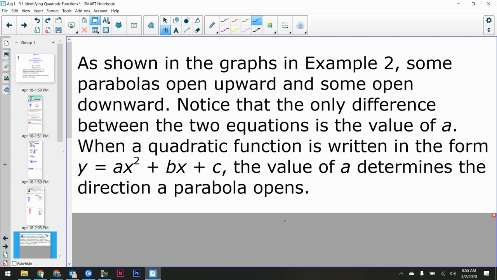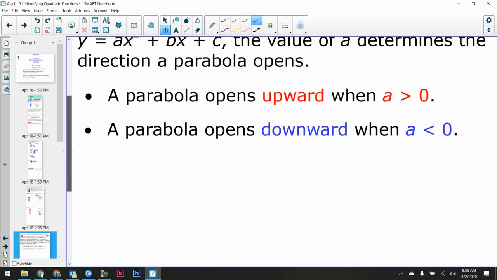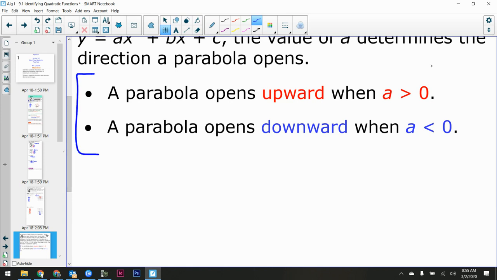How do you know when something opens upward, or how do you know when something opens downward? Go ahead and underline these rules, please, or just make a bracket around them. I want to make note of something here. A parabola opens upward when a is greater than 0. What's another way to say a is greater than 0? It's positive, right? When a is positive, write that in there, you should write in red pen.